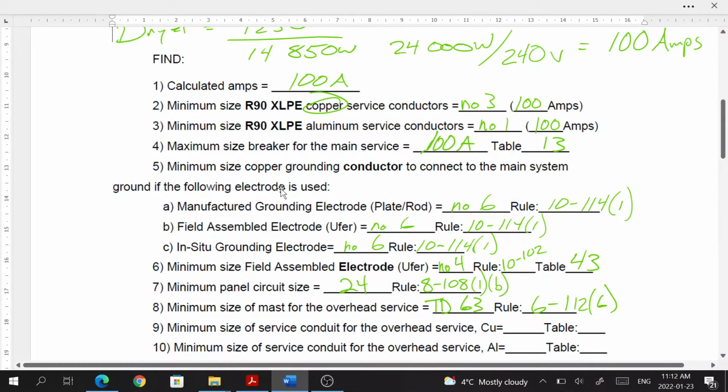Minimum size of service conduit for the overhead services. So this is going to be the conduit that comes down the side of your house and then eventually elbows into the house or into the meter. So we want to take a look, because all our conductors are of the same size, we're going to look at Table 6A. So let's take a look at that.